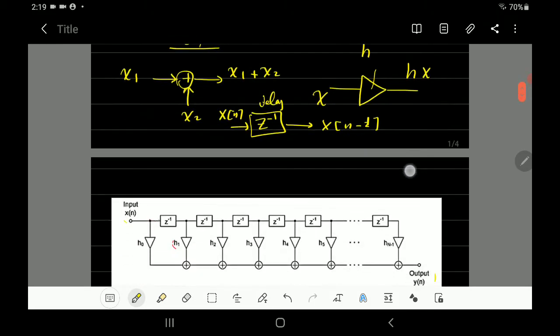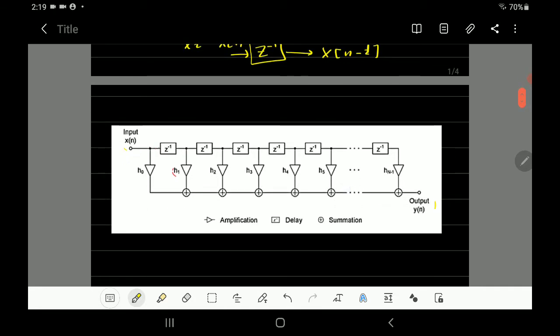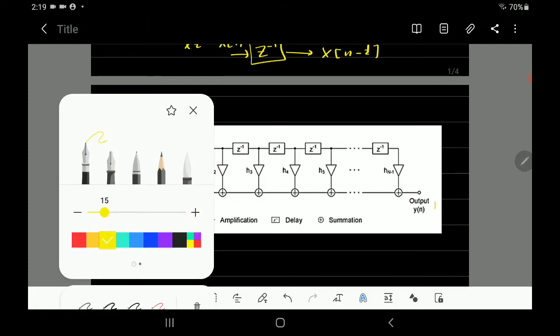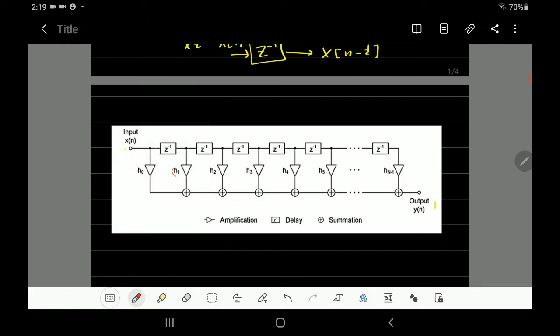So if you look at the block diagram for FIR, it will look like that. Let's check how it operates. The first signal here at the input is x of n, at instant n. It will go to the amplifier h naught, so the output will be x of n times h naught. And then the signal will go to the delay element z minus 1.